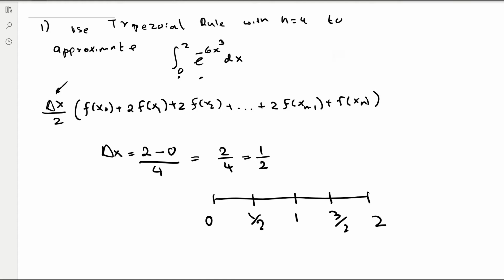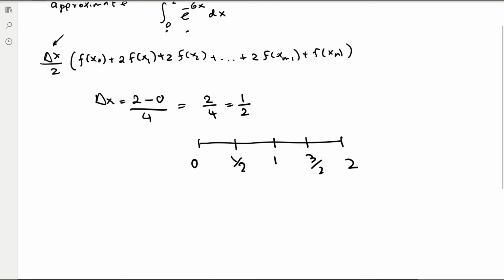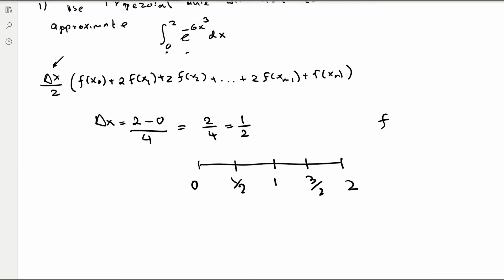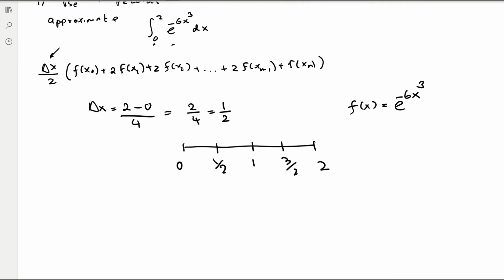So now it's all about plugging all these into the formula. So our function is, let's see, the function is e to the negative 6x cube. Okay, so let's do this. So delta x is half. Now remember, half divided by 2. So don't forget that 2. Maybe you forgot that 2 in your calculations. I don't know. So check it out if you made a mistake in this type of a problem.